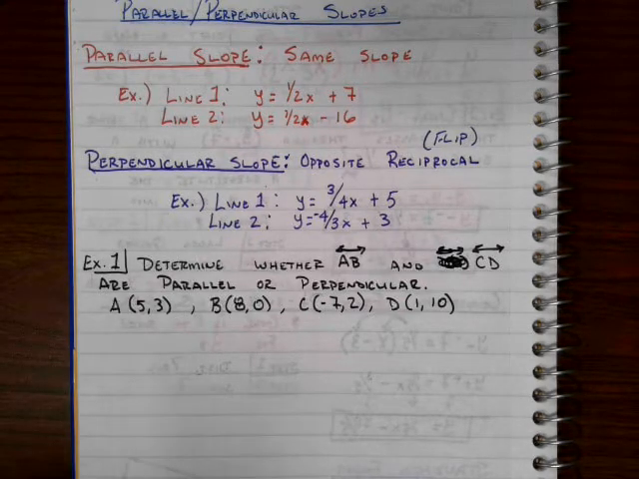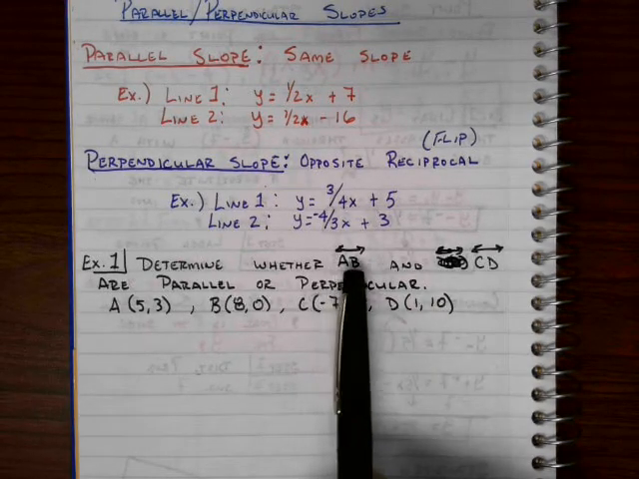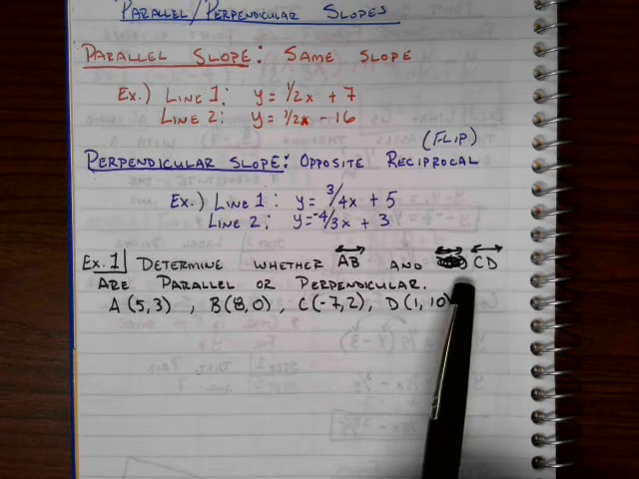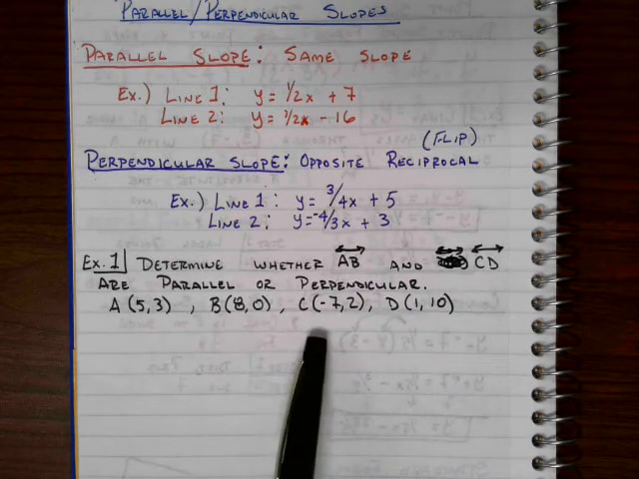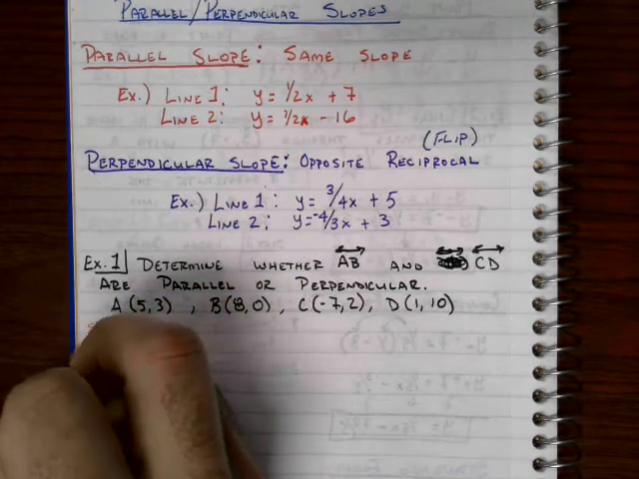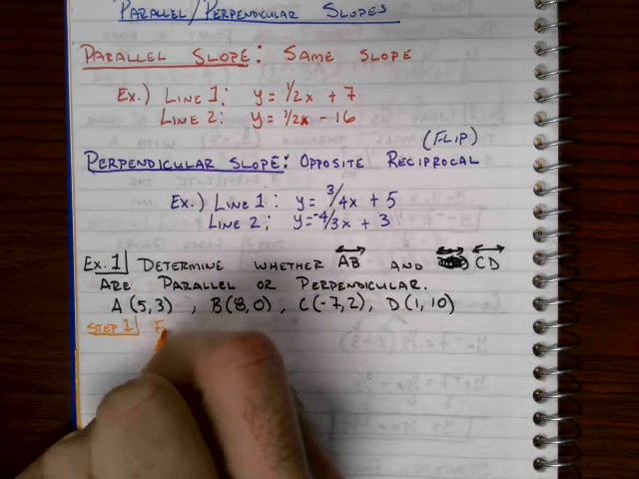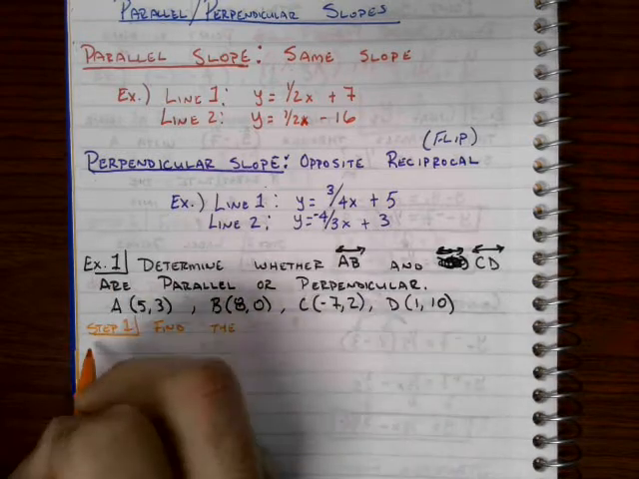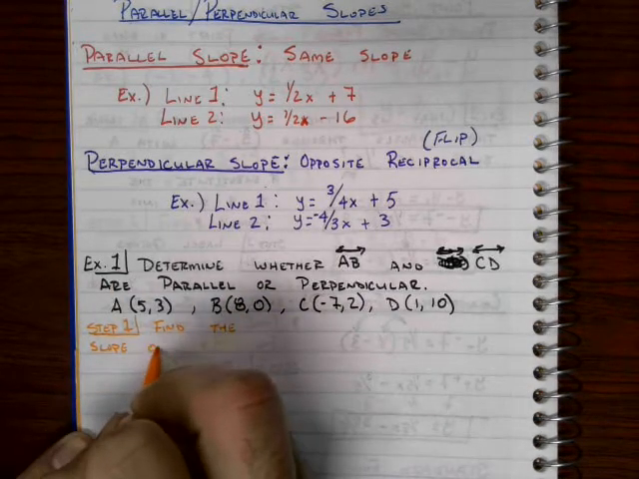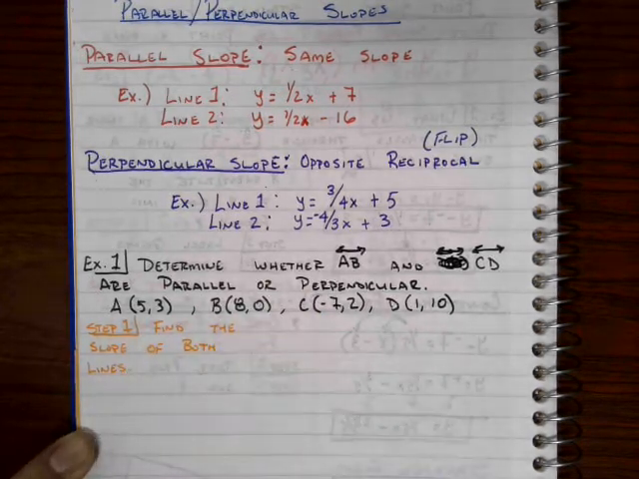Okay, so the first thing we need to look at here, we have line AB and CD. Okay, this means that A and B are on the same line and C and D are on the same line. Okay, we don't have to graph this. All right, so don't sit here and think, oh, we got to draw these big elaborate graphs now. No, we don't. All right, so the first thing we're going to do, step one, we're going to find the slope of both lines.